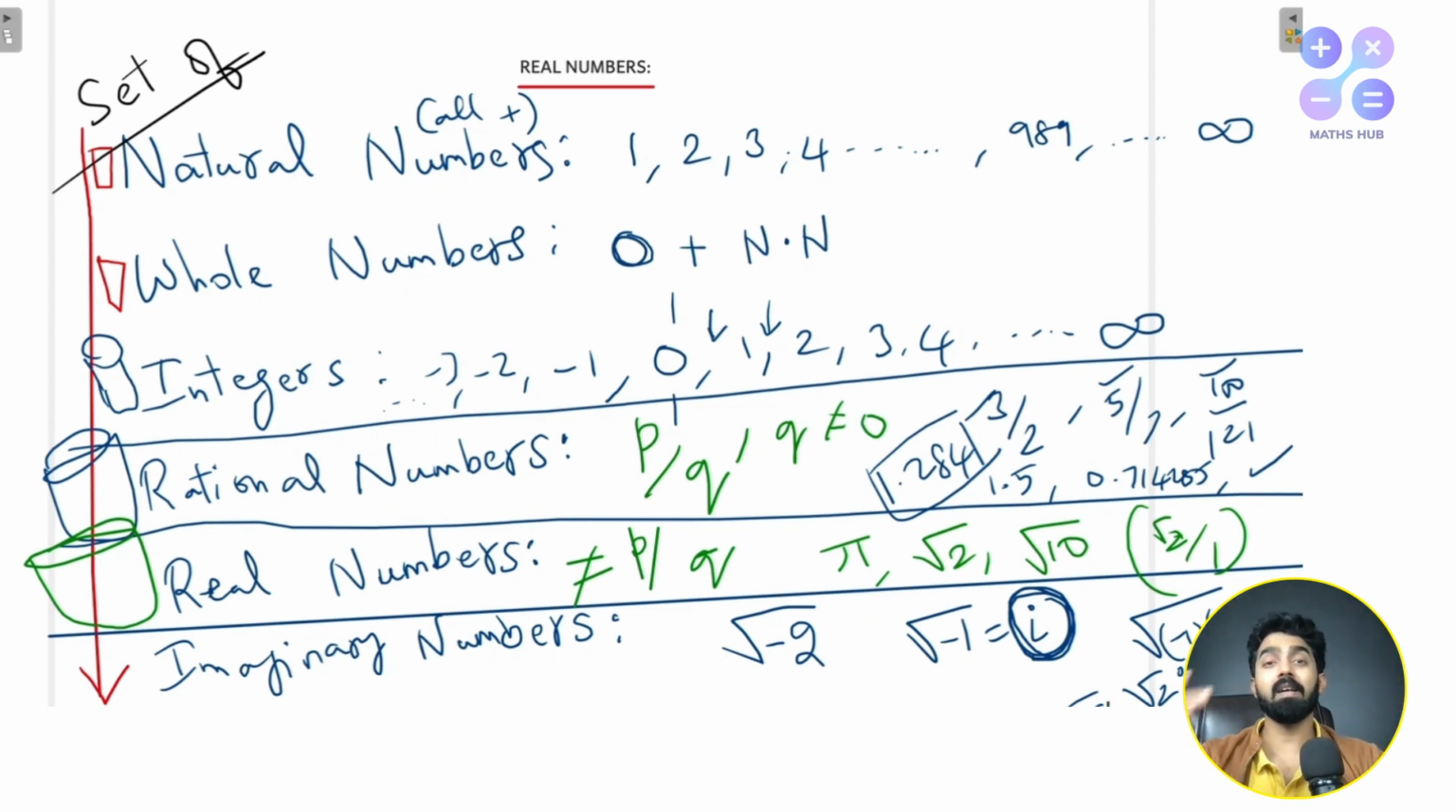And mind you, there are sets of numbers even beyond imaginary numbers called quaternions, and there is so much math if you want to explore. But of course, we're not going to get into all that. This session is all about real numbers.